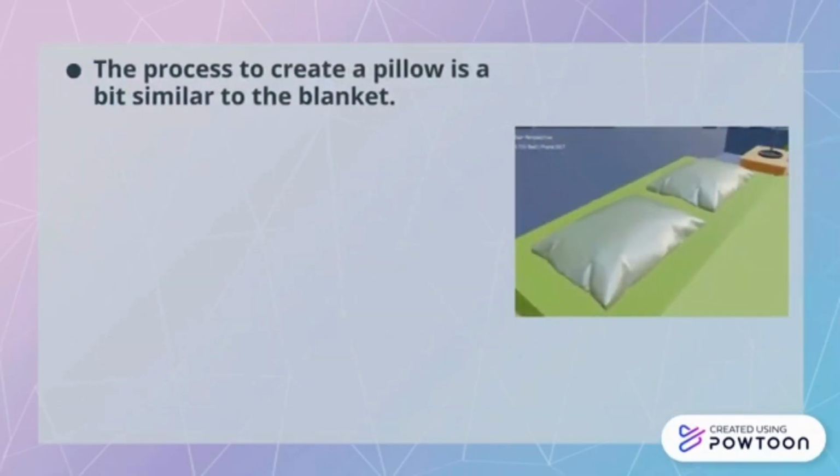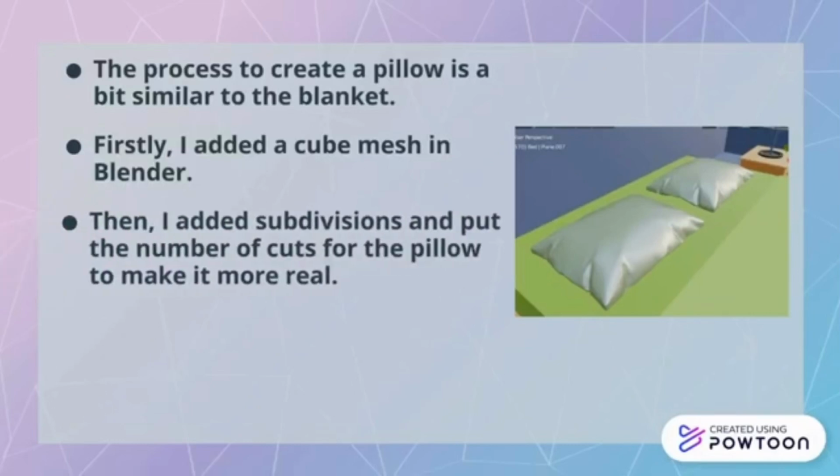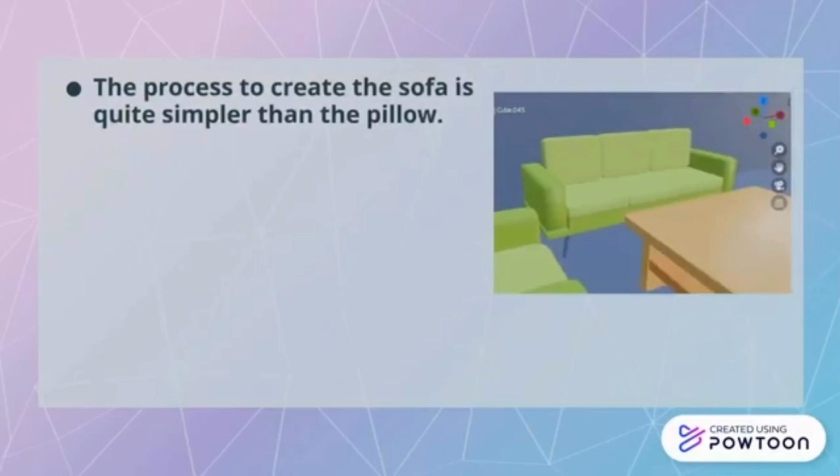The process to create a pillow is a bit similar to the blanket. Firstly, I added a cube mesh in Blender. Then, I added subdivisions, and put the number of cuts for the pillow, to make it more real. Lastly, I made it a cloth surface, turned on the self-collision, and played the simulation, until the cube turned into a pillow. The process to create the sofa is quite simpler than the pillow.